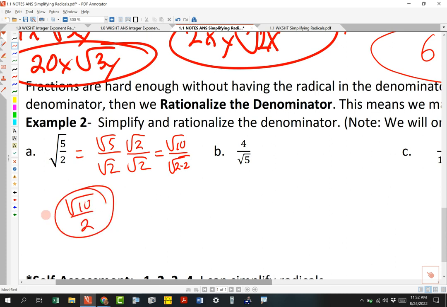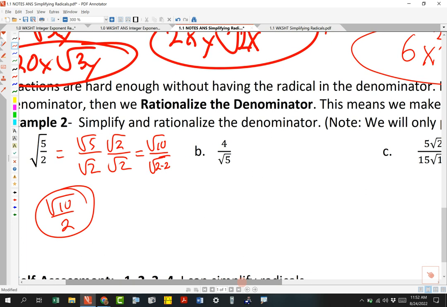Now, don't do this right now. You can do this on your own time. If you go home or later today, put radical 5/2 in your calculator, it will give you an ugly decimal. If you put radical 10 over 2 into your calculator, it will give you the exact same ugly decimal. Okay? Which one looks nicer? The one with the 2 on the bottom. Okay, that's why we do this.